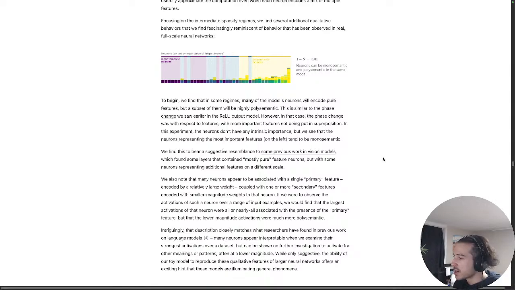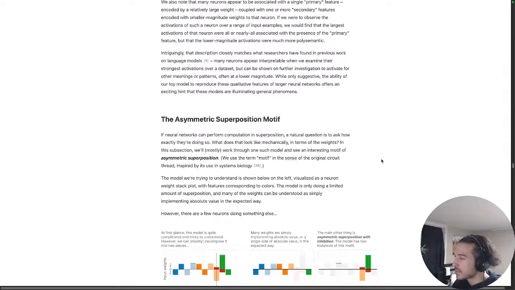We find this to bear a suggestive resemblance to some previous work in vision models, which found some layers that contained mostly pure feature neurons, but with some neurons representing additional features on a different scale. We also note that many neurons appear to be associated with a single primary feature, encoded by a relatively large weight, coupled with one or more secondary features, encoded with smaller magnitude weights to that neuron. If we were to observe the activations of such a neuron over a range of input examples, we would find that the largest activations of that neuron were all or nearly all associated with the presence of the primary feature, but that the lower magnitude activations were much more polysemantic.